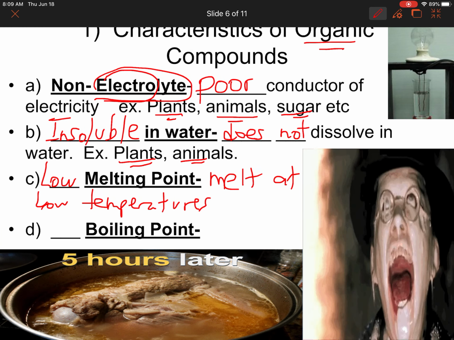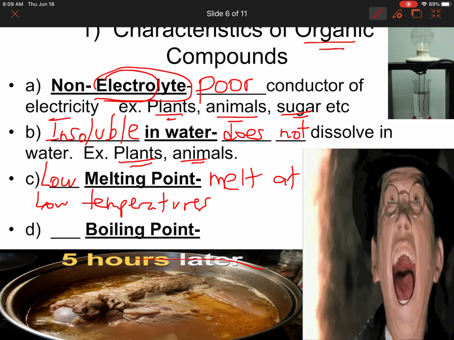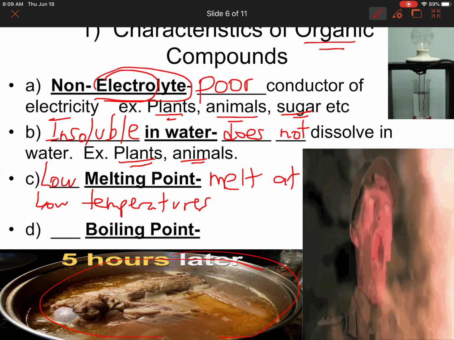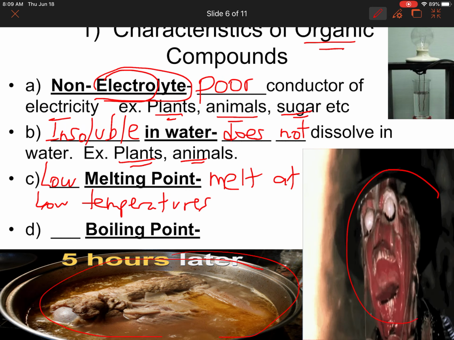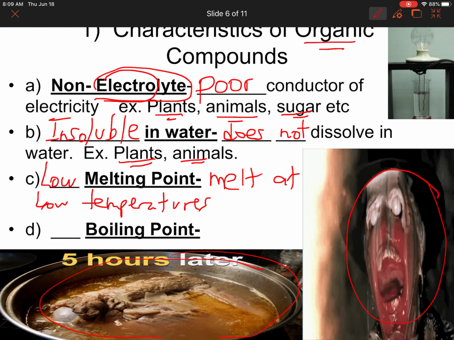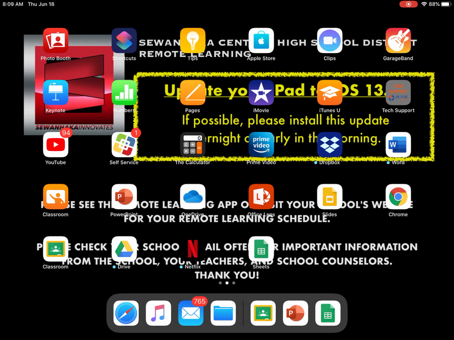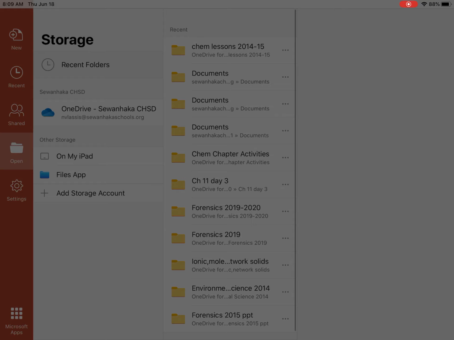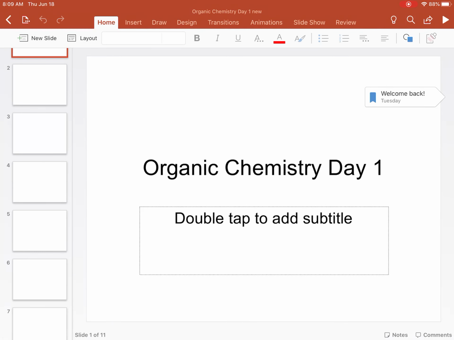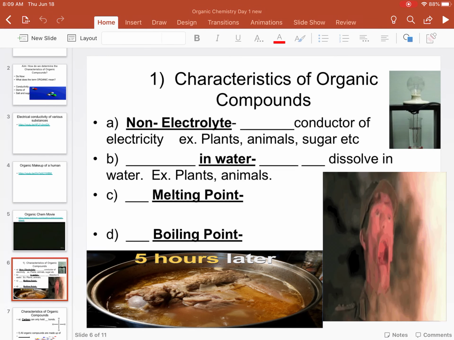Substance example, boiling. So if you notice down here, I have a pot that's boiling here. Some meat, all right? By the way, this was from the funny clip of Indiana Jones. I apologize, I don't know what just happened here. Okay, let's go back to over here.